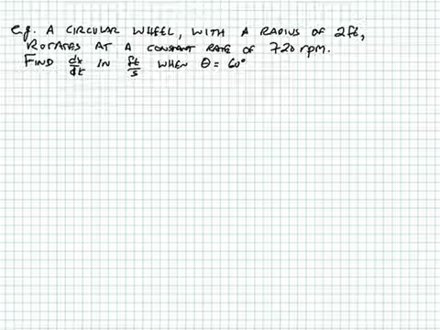So a circular wheel with a radius of 2 feet rotates at a constant rate of 720 RPM. So I want to find dx/dt in feet per second when theta is equal to 60 degrees.